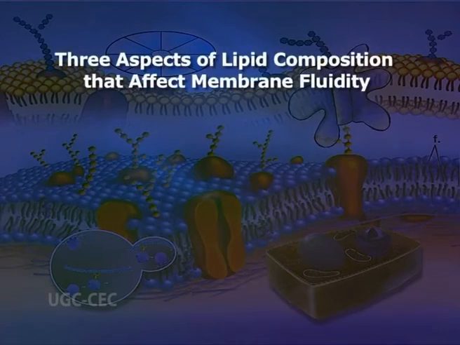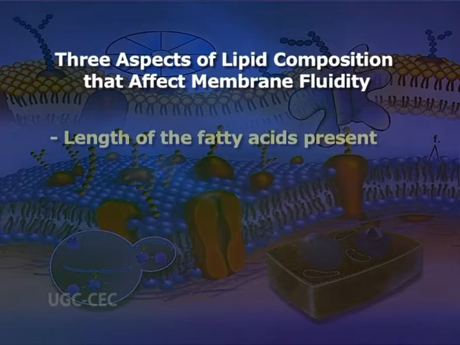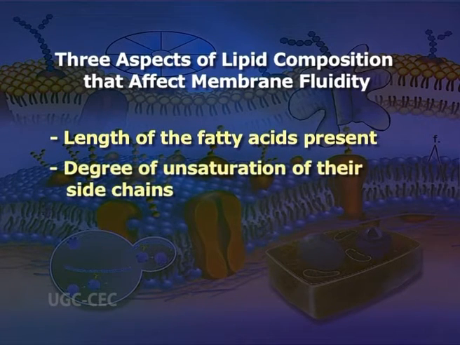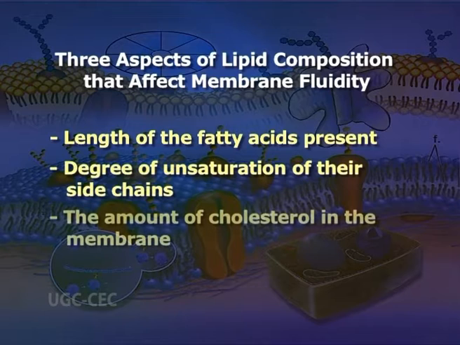The three most important aspects of lipid composition that affect membrane fluidity are the length of the fatty acids present, the degree of unsaturation of their side chains, that is, the number of double bonds present, and for animal membranes, the amount of cholesterol in the membrane.